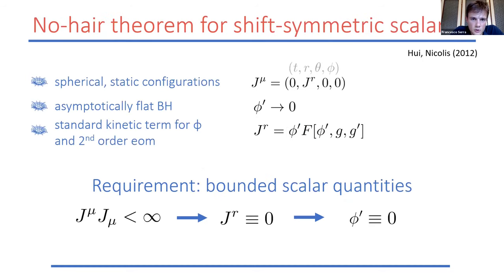And around 10 years ago, there was a result in this setting, a no-hair theorem, which assuming spherical symmetry, a static configuration for both the metric and the scalar field, then asymptotic behaviors of both metric and scalar, and also assuming that the Lagrangian of the scalar field had a kinetic term and led to second order equations of motion. Starting from this set of assumptions, it is possible to prove that the only allowed configuration of the scalar is phi prime equals zero, so a trivial configuration.